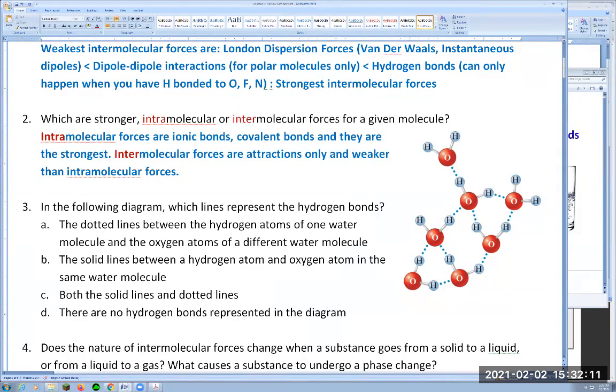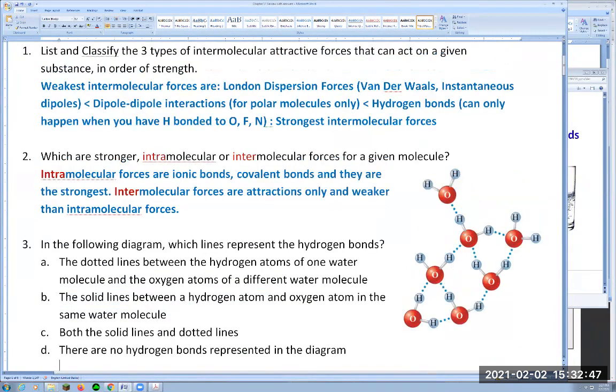So you have the choice between the dotted lines between the hydrogen atoms of one water molecule and the oxygen atoms of another water molecule, or the solid lines between a hydrogen atom and an oxygen atom in the same water molecule. Both lines represent hydrogen bonds, the solid lines and the dotted lines, or there is no hydrogen bond represented in the diagram. Okay, so the water molecule contains hydrogen bonded to oxygen. We see that hydrogen bonds can only happen when you have hydrogen bonded to oxygen, fluorine, or nitrogen. And here we have two hydrogens bonded to an oxygen, so we can have hydrogen bonding. So answer D would not be correct. There are hydrogen bonds. And C cannot be correct because they have been represented differently to represent different things. So C is not correct either.